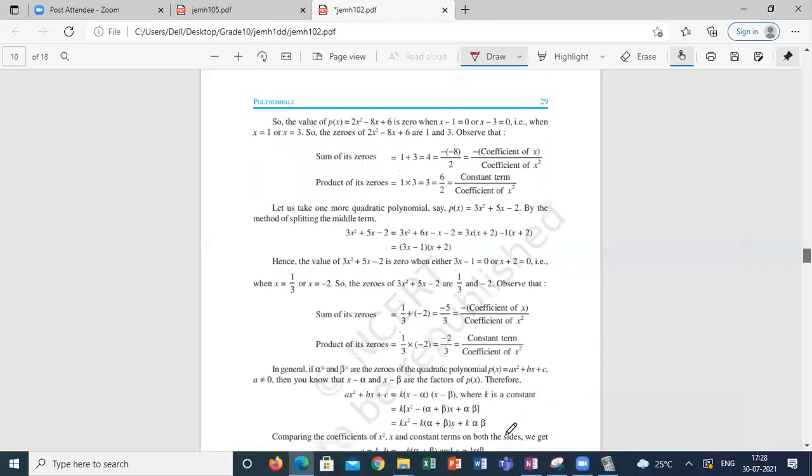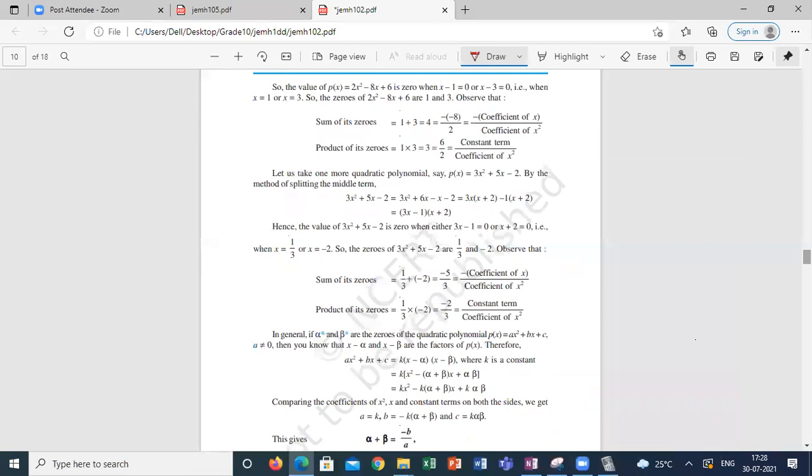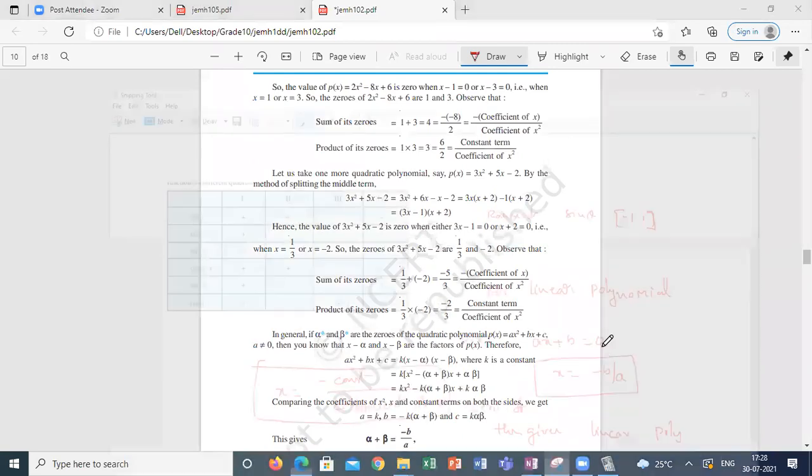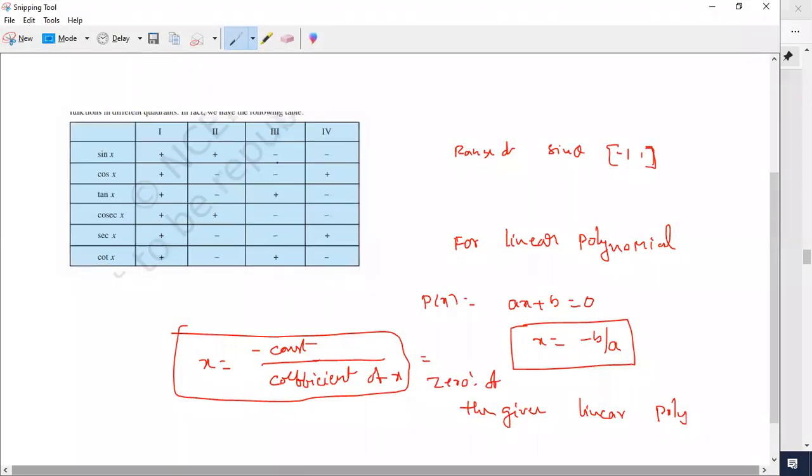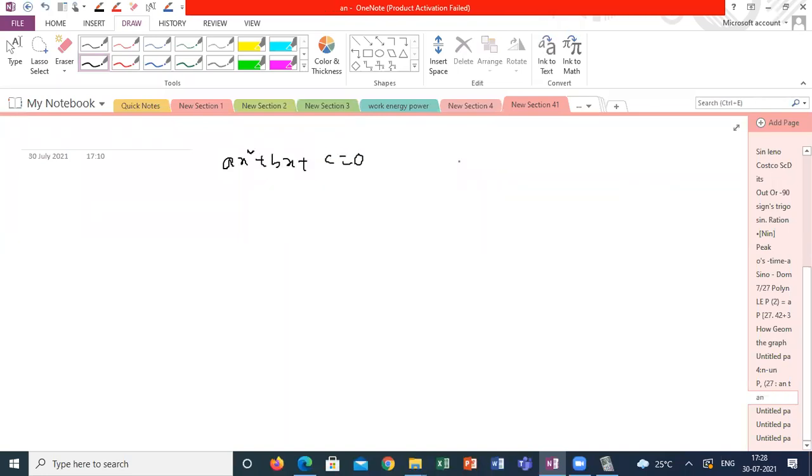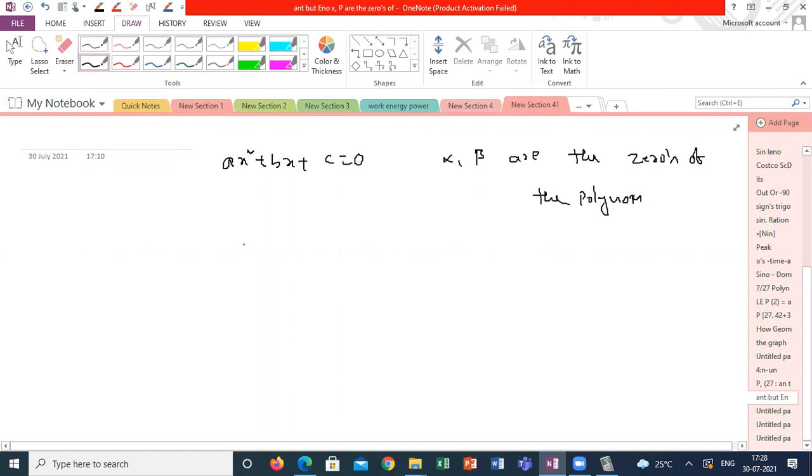So, sum of the zeros and product of the zeros. We know if it is a quadratic expression, we have two zeros. Suppose I say ax square plus bx plus c is equal to 0, and alpha, beta are the zeros of the polynomial. So what is alpha plus beta, what is alpha into beta? We will use the relation between zeros of the polynomial and its coefficients. Can anyone remember the relation for a quadratic equation? Yes, sir.